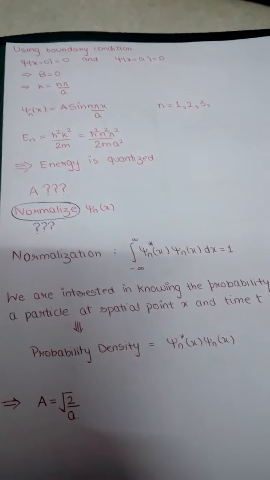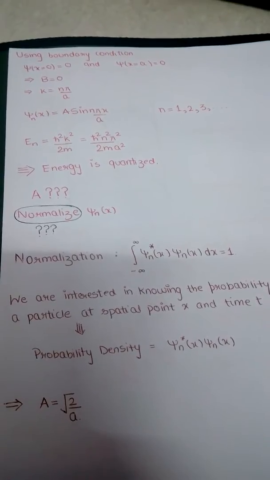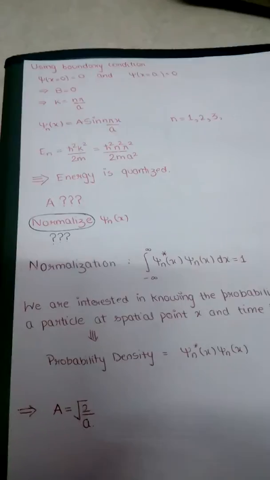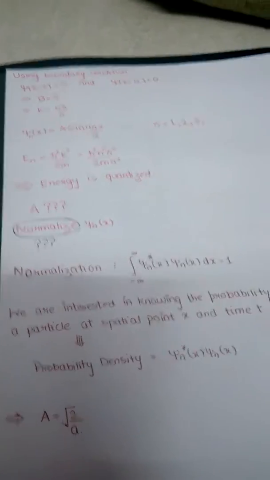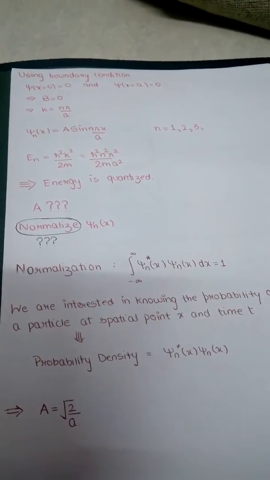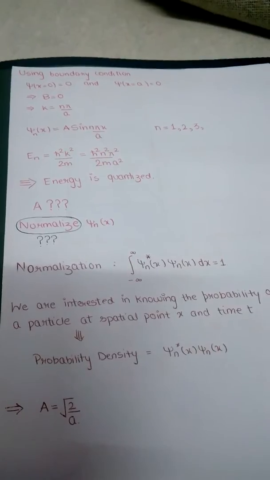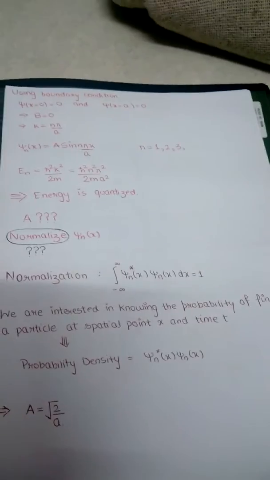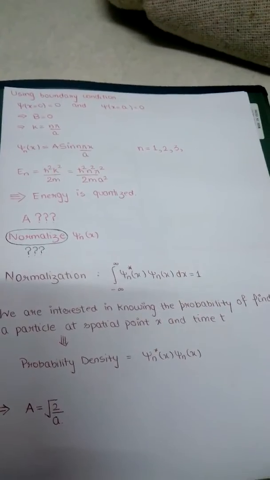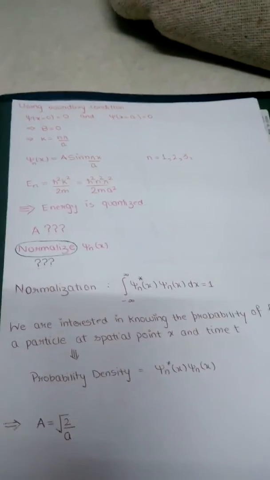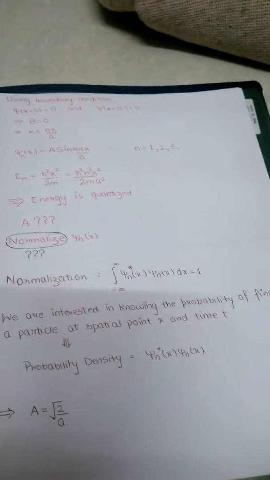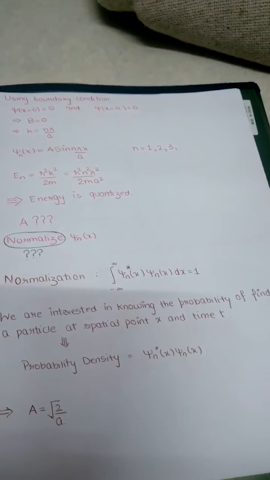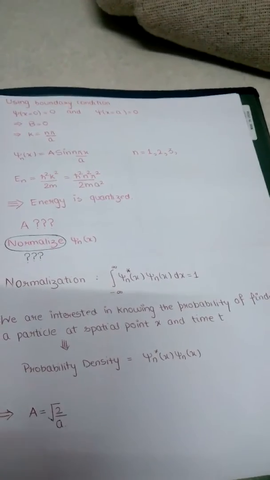Okay, what is A? How do we get the value of A? We need to normalize the wave function to get the value of A. And what is normalization? Normalization is the integral from minus infinity to infinity of psi star(x) psi(x) dx equals 1. Why do we need to normalize a wave function? Because what has meaning is a probability or probability density. Wave function has no meaning, so only probability density is what is of our importance.